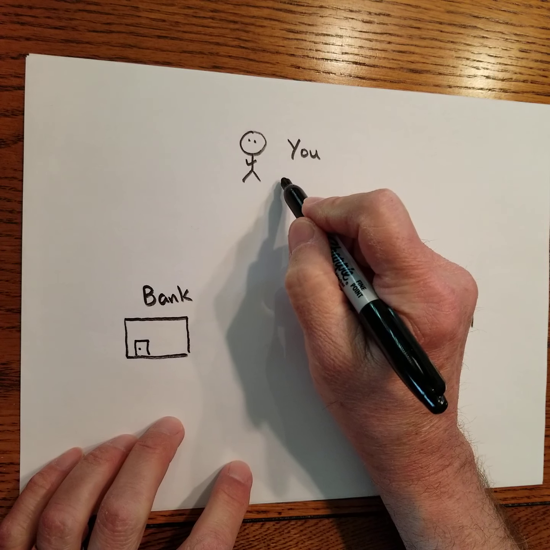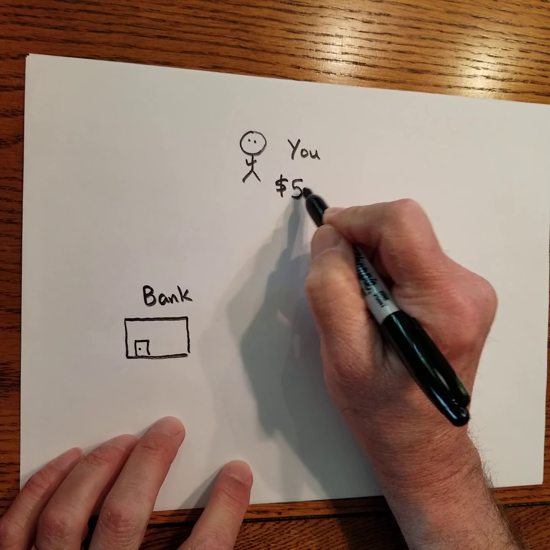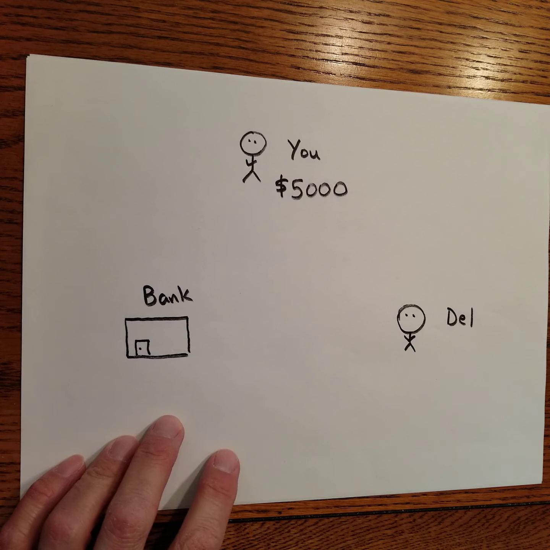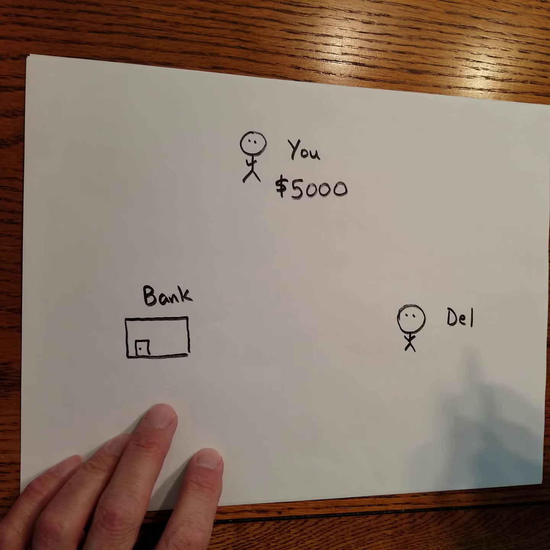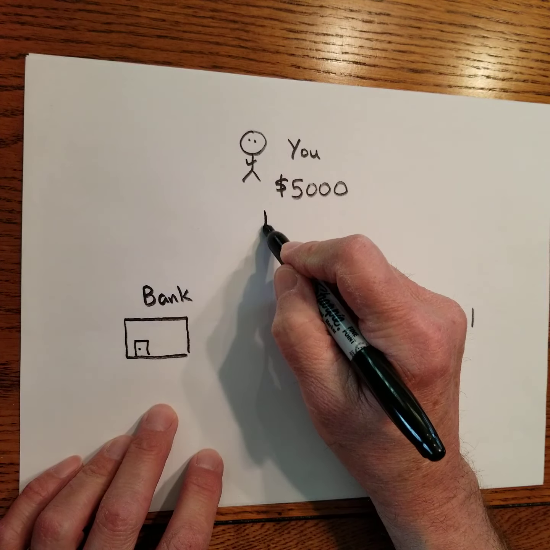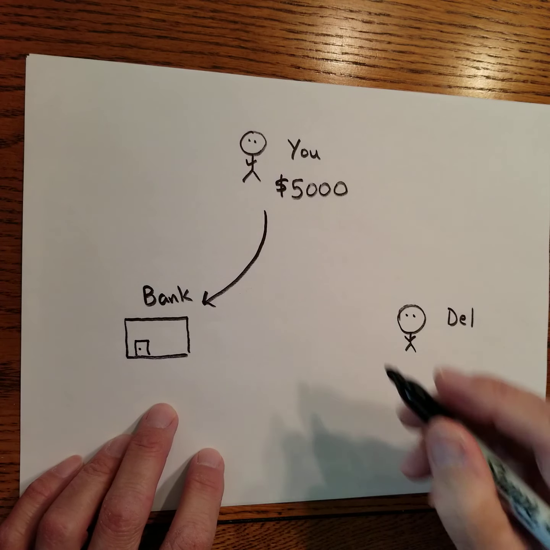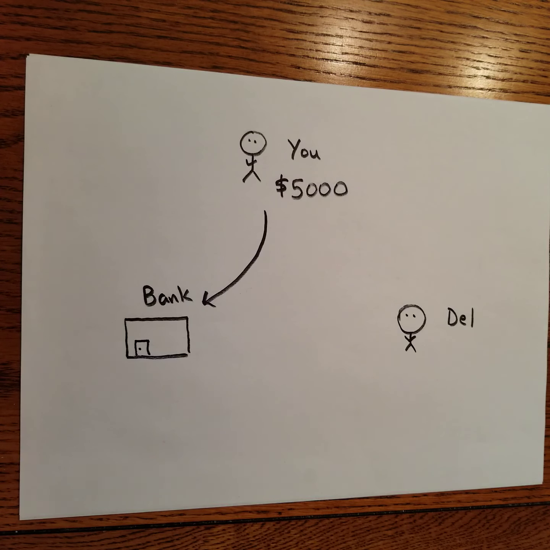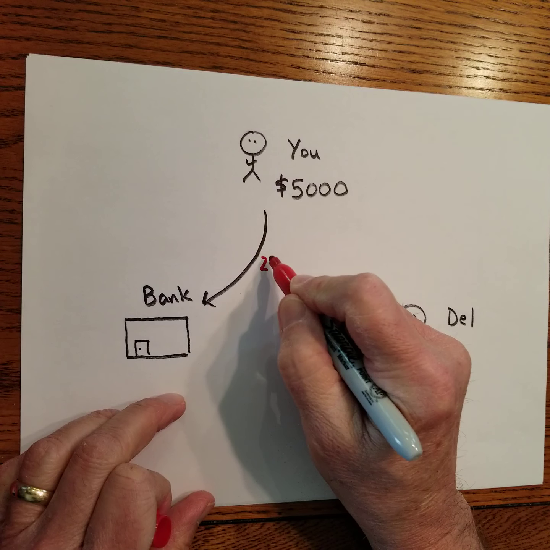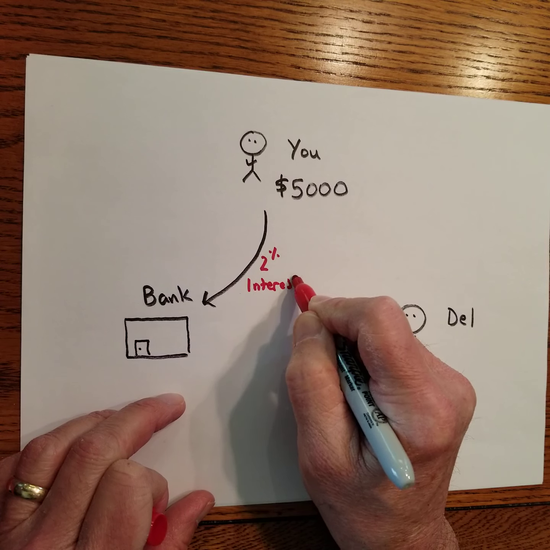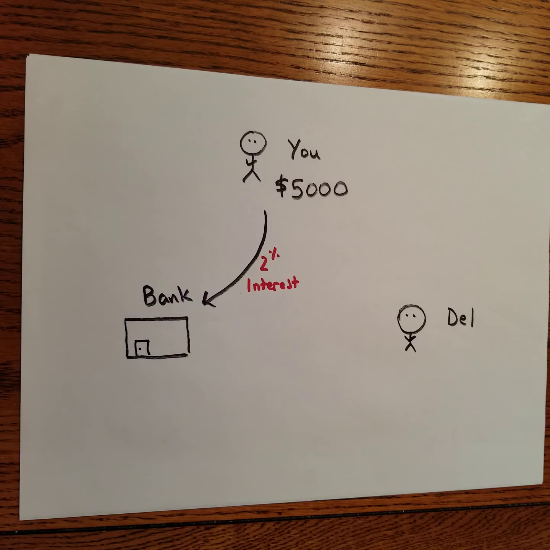Here's you. You just got a $5,000 bonus at your job. Yay! You don't know what to do with the money, so you decide to put it in the bank in an annuity for 1 year. We'll put it in the bank for 1 year, and the bank says, we'll pay you 2% interest. We say, great, and we move on with our day.